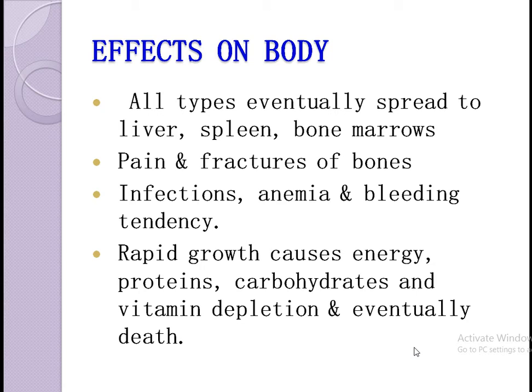What is the effect of this on our body? All types eventually spread to the liver, spleen, bone marrow. Very, very acute sharp pain and fracture of bone can take place. Repeated infections, anemia, and increased bleeding tendency also. Repeated infection, and our body is unable to cope with these infections, so that they may lead to energy, protein, carbohydrate and vitamin depletion, and eventually death. That's the reason that this type of disease, cancer, is very, very, very dangerous.